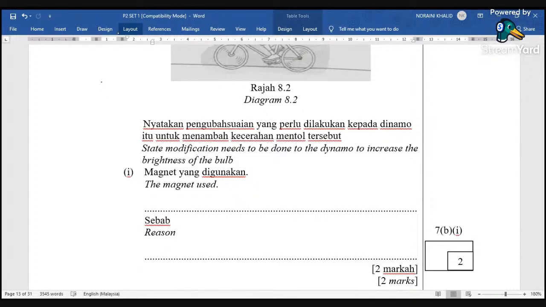so we need to do something to the strength of magnet, number of turns of coil. Okay, she already cycle faster but no change. So what we do, we need to change in terms of strength of magnetic field and number of turns. So these are the factors that affect induced current produced. So the magnet used, you can use a stronger magnet.